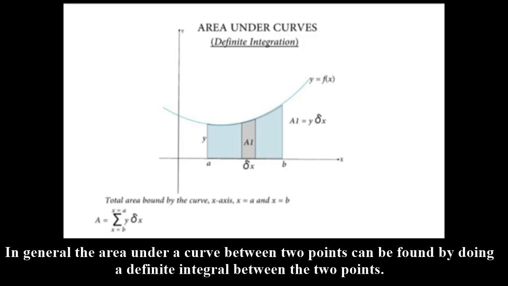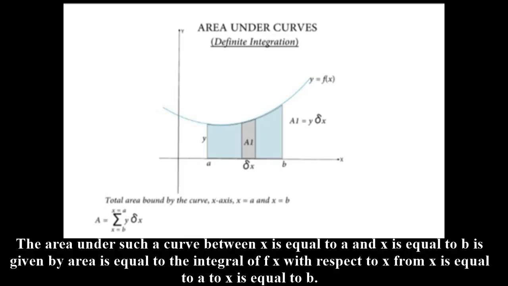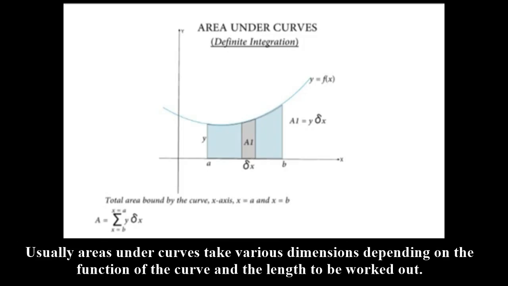In general, the area under a curve between 2 points can be found by doing a definite integral between the 2 points. The area under such a curve between x is equal to a and x is equal to b is given by area is equal to the integral of f(x) with respect to x from x is equal to a to x is equal to b. Usually areas under curves take various dimensions depending on the function of the curve and the length to be worked out.